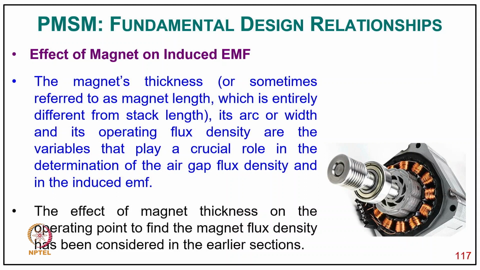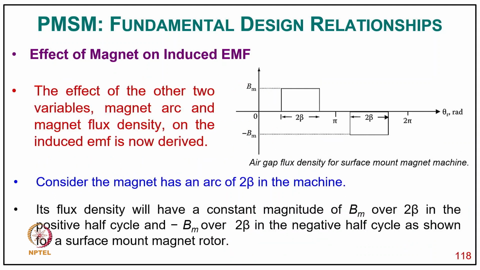Now coming typically to the effect of magnets on induced EMF, the magnet thickness, sometimes referred to as magnet length, which is entirely different from stack length, its arc or width, and its operating flux density are the variables that play a crucial role in determining the air gap flux density and the induced EMF. The effect of magnet thickness on the operating point to find the magnetic flux density has been considered in an earlier section. So the effect of the other two variables, magnet arc and magnetic flux density, on the induced EMF is now derived.